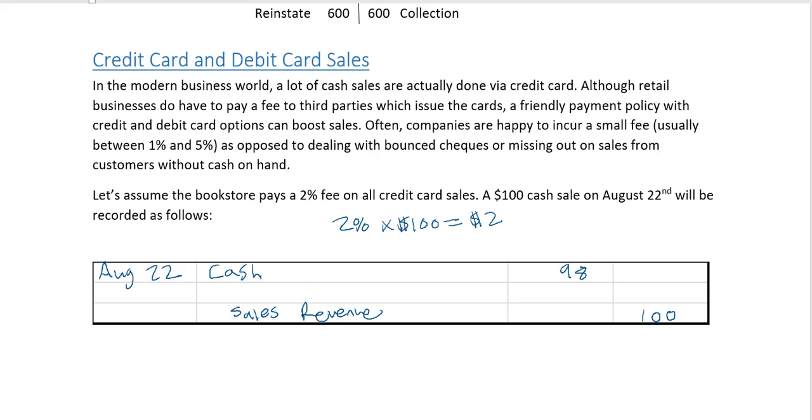Where'd the difference go? It goes to an expense account called credit card discount expense. And that's going to be your journal entry. So it seems kind of harsh that whenever somebody paid by a credit card, you lose 2%. But again, it's much better than the alternative of not getting the sale at all.